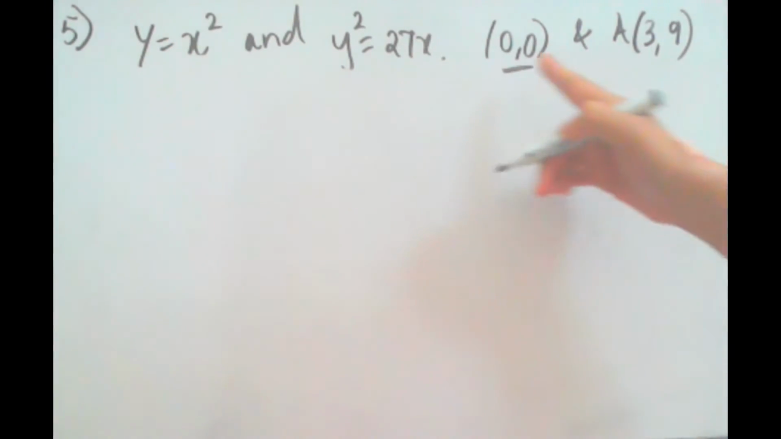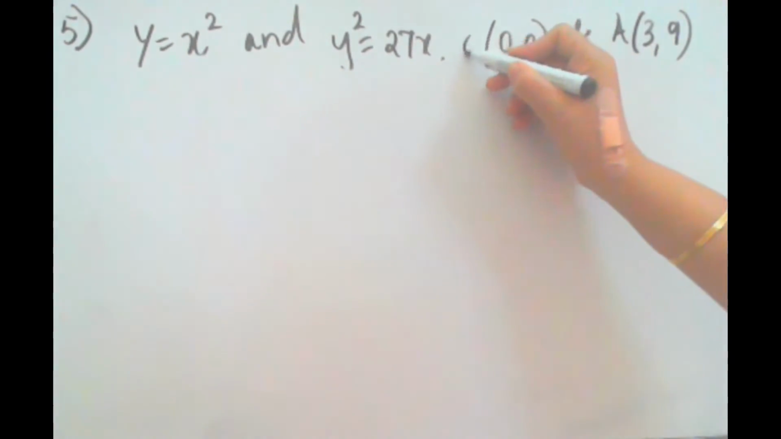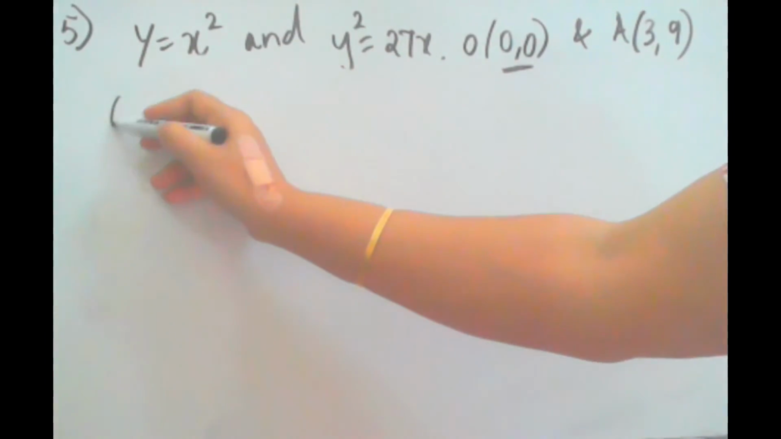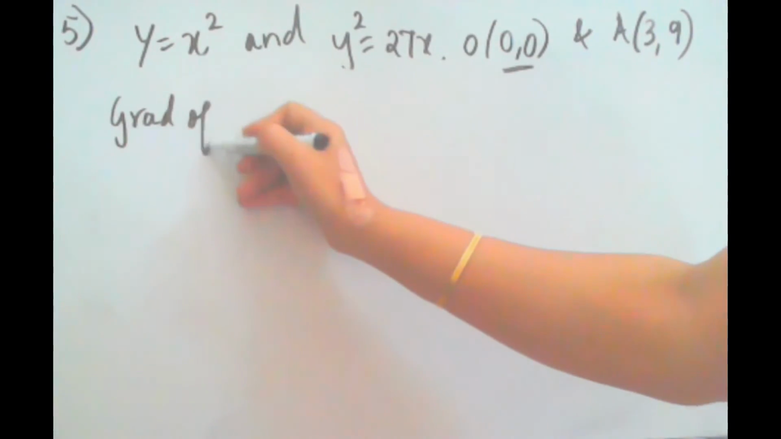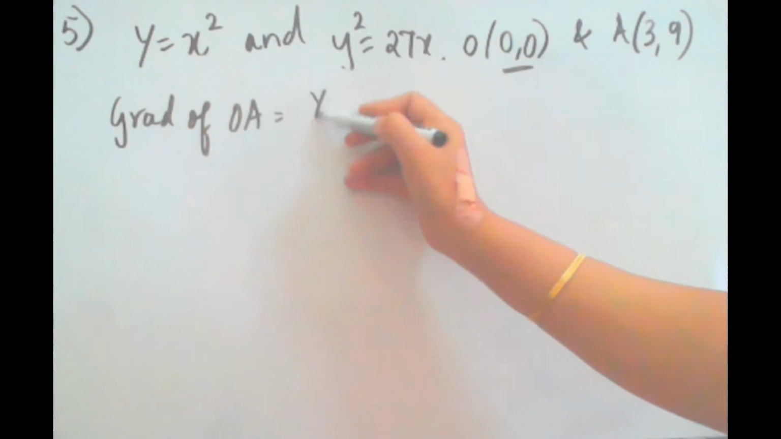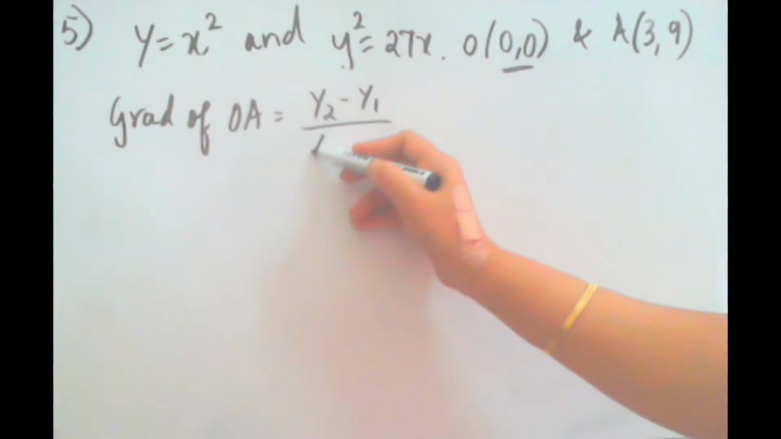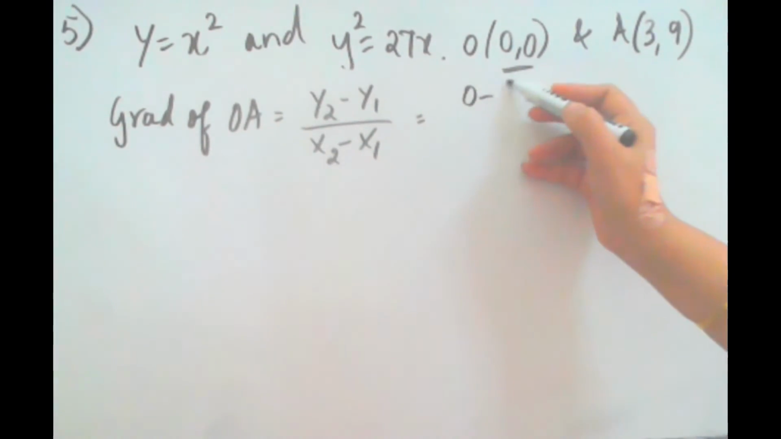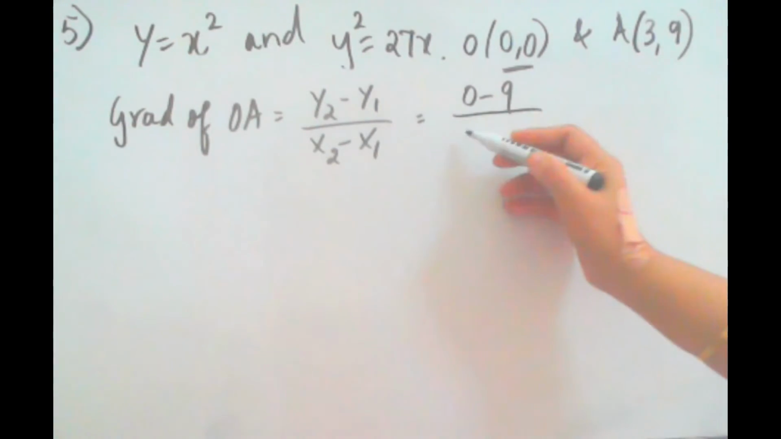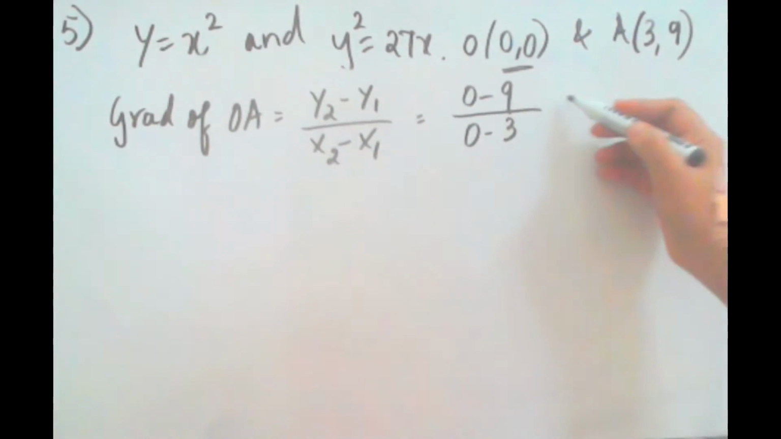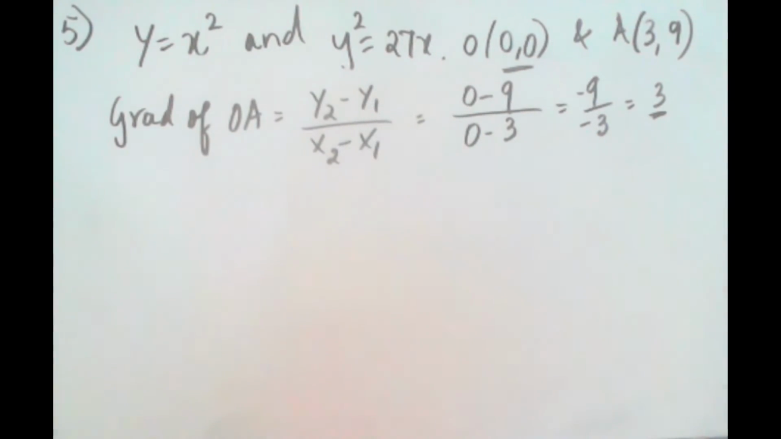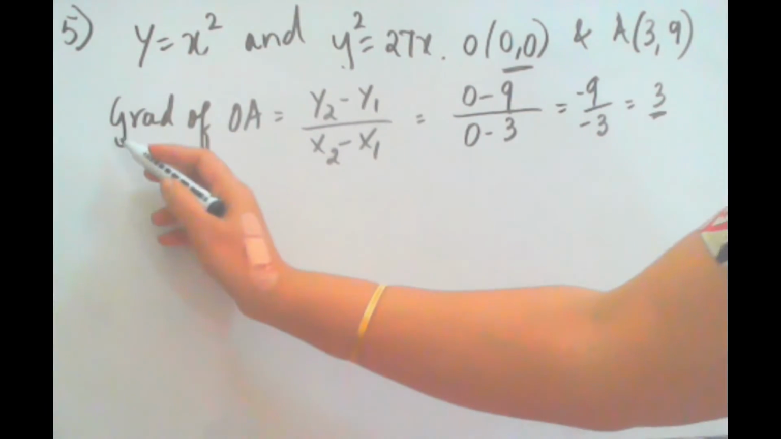Now going to the second step, we have 2 points, the point O and point A, the points of intersection. So second step is to find the gradient of line OA. So the formula is (y2 minus y1) divided by (x2 minus x1). So it is 0 minus 9, difference in y coordinates, divided by difference in x coordinates. So this is minus 9 divided by minus 3. The gradient of line OA is 3. So this is step 2.